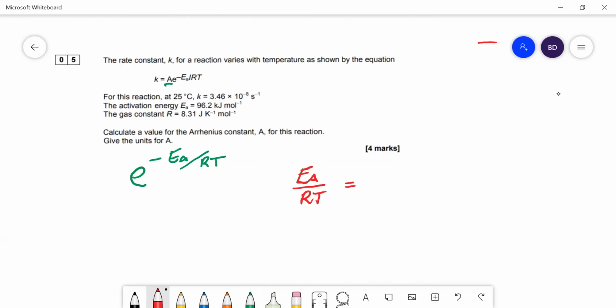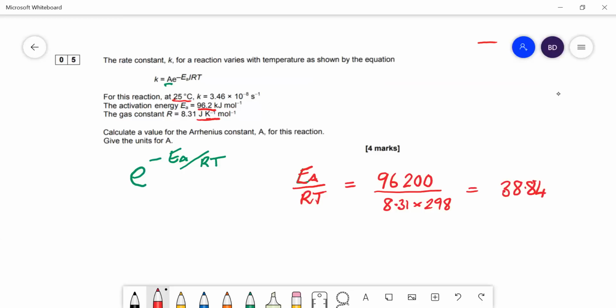We have to be a bit careful there. Now, R is measured in joules per kelvin per mole, so we need to convert our activation energy from kilojoules into joules. We must be using joules because R is given in joules. So that's 96,200. The temperature, because that's in kelvins, 25 degrees C, is 298. So it's going to be 8.31 times 298. Do that in a calculator and store it. You get a value of 38.84.